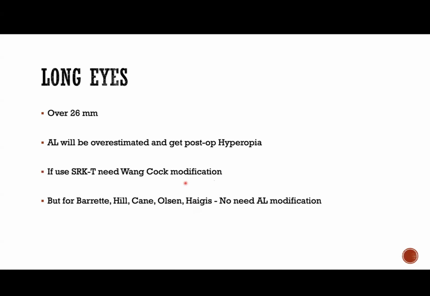But a lot of people still use the SRK/T formula for most of the cases. So if it is more than 26, if you use the normal axial length in the SRK/T formula, you have to be very careful. If you want to use this, you have to adjust the axial length with this Wang-Koch modification. But with the modern formulas, you don't need to modify the axial length. You can use whatever axial length is given by the IOL Master or the optical biometry for these formulas. This is for the long eyes.